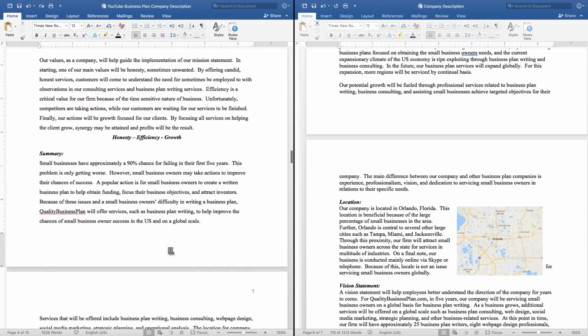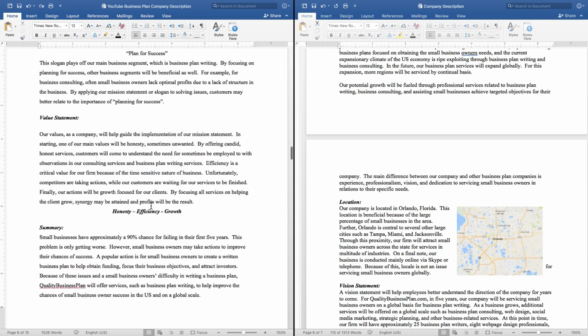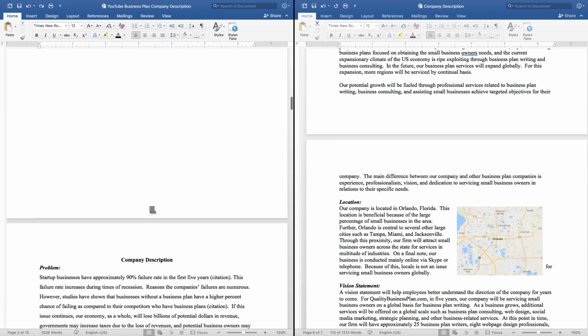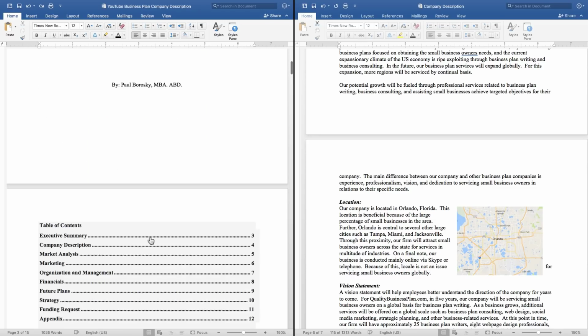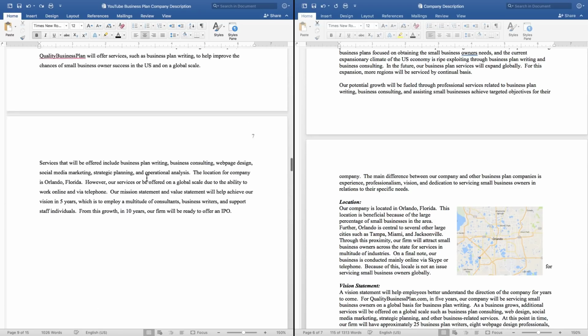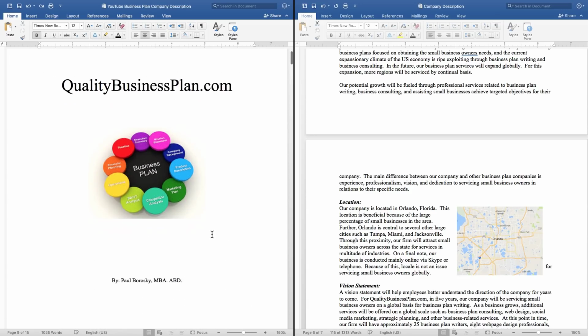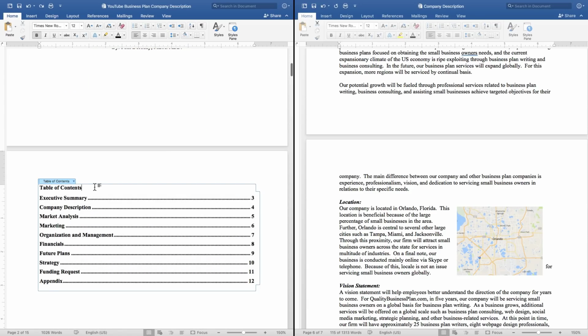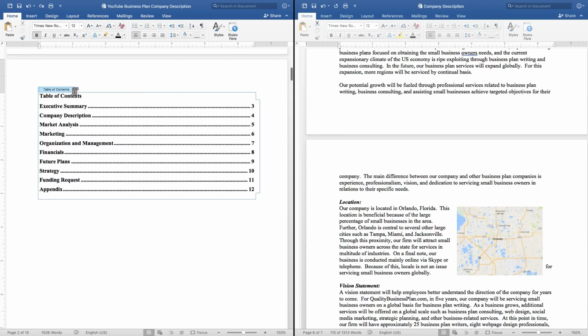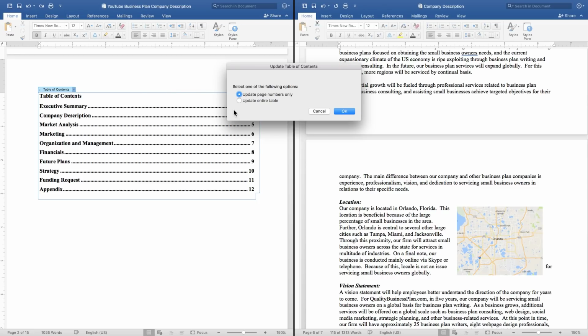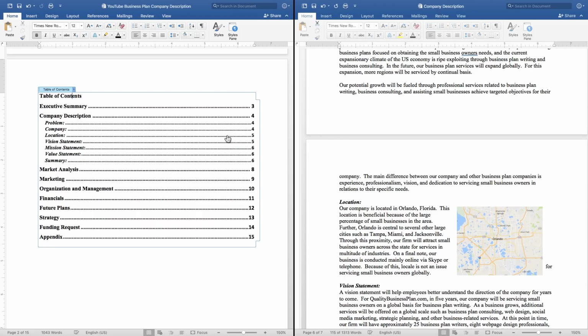So with that said, the only other thing here is now we need to make these. Let's see here. Did we already do that? Let's update our table of contents. Final step is to update your table of contents. Update table of contents, entire table, and there we go. And so now we've got all our subcomponents into our business plan as well.